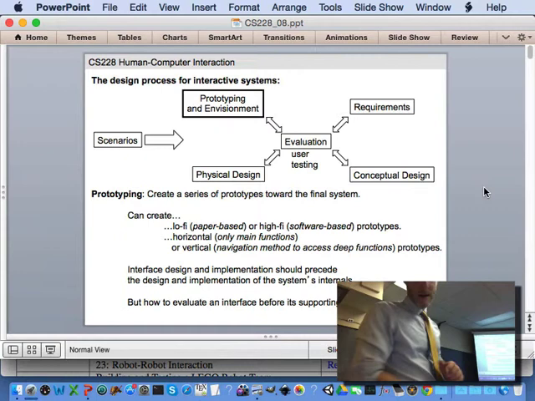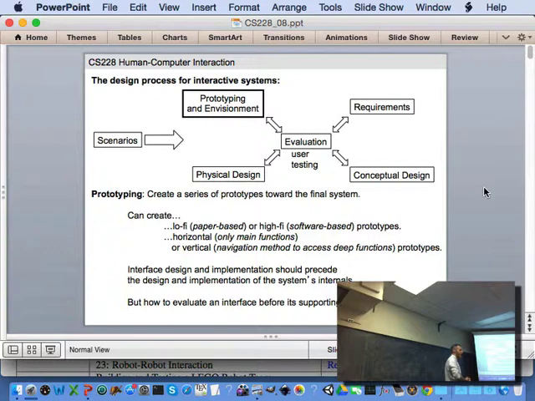Okay, let's talk a little bit about prototyping. So we've collected these stories, we've sketched out a lot of what our hardware and/or software might do. Let's make some things, let's make some prototypes.